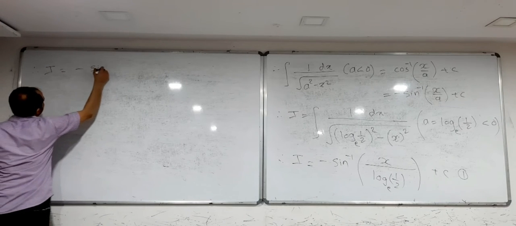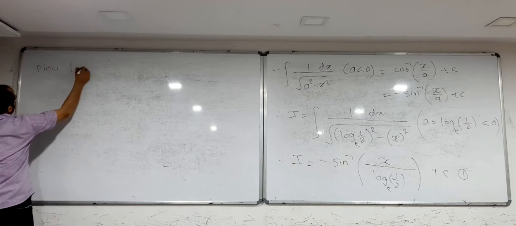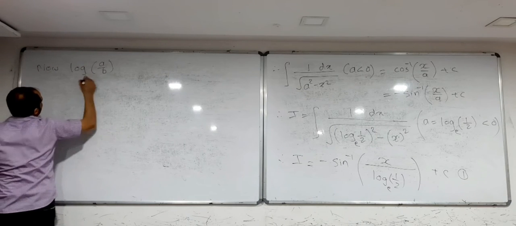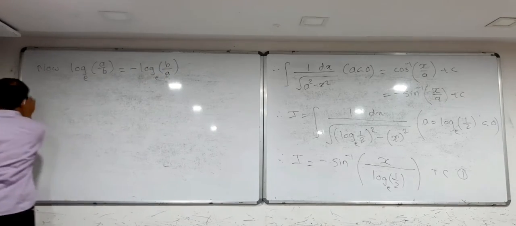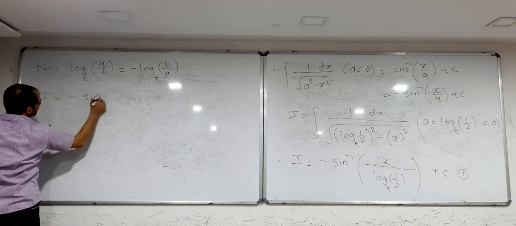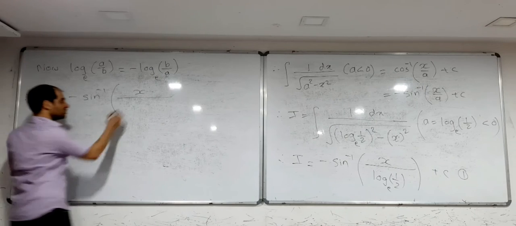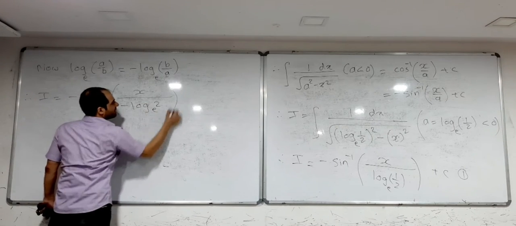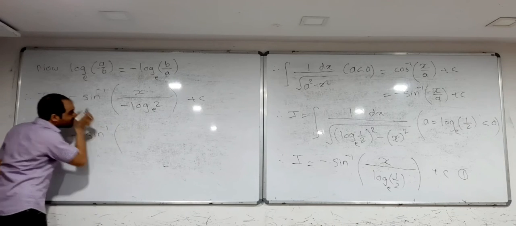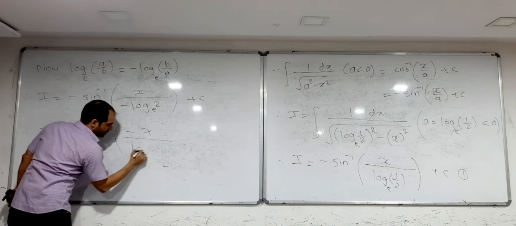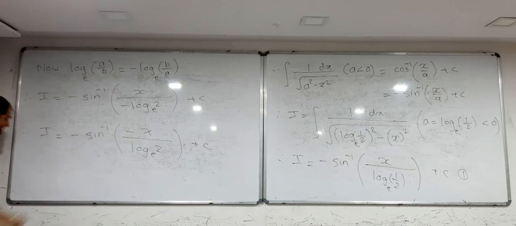So therefore I is minus sin inverse of, okay, what is log half? Now log of a by b to the base e is minus log of b by a to the base e. So this answer converts to minus sin inverse of x upon log of 1 by 2, which is minus log 2, plus c. So I becomes minus sin inverse of minus x upon log 2 to the base e plus c. Now what is sin inverse of minus x?